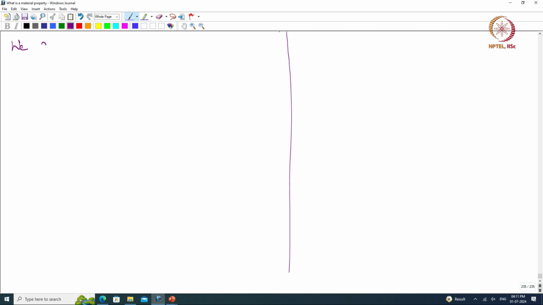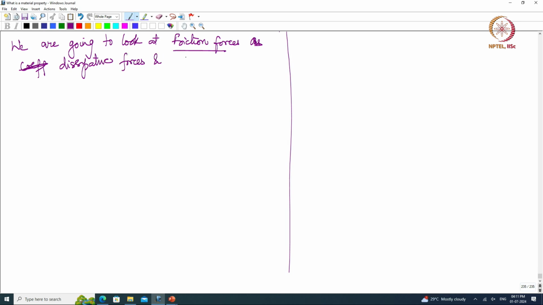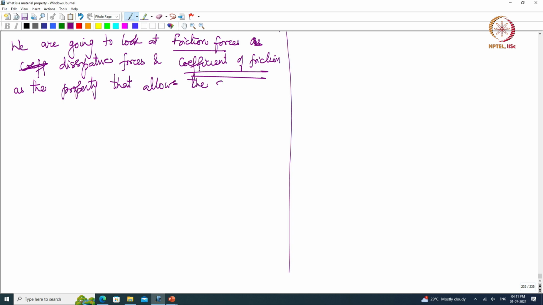So, we are actually going to look at friction forces as dissipative forces, and coefficient of friction as the property that allows the system to dissipate.